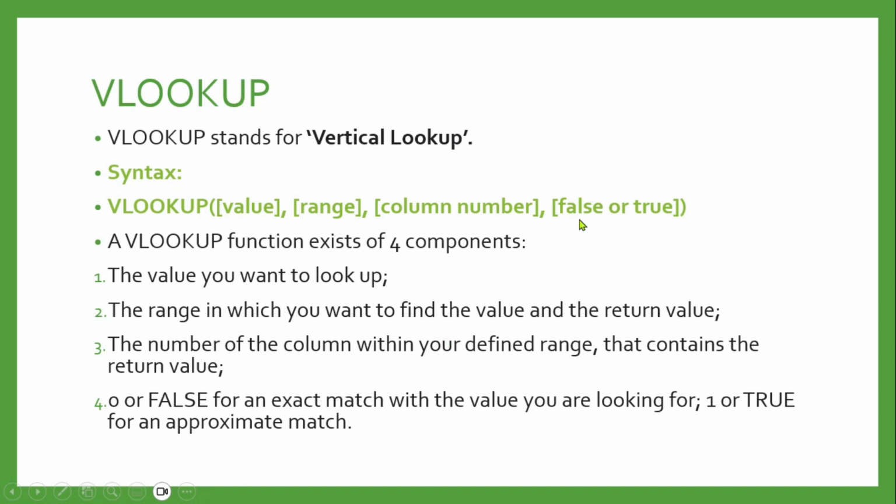And the last argument is true or false. 0 or false is for exact match. If you want to find the exact match, you can write 0 or false. And if you want an approximate match, then you should write 1 or true. Now let's see with the examples.